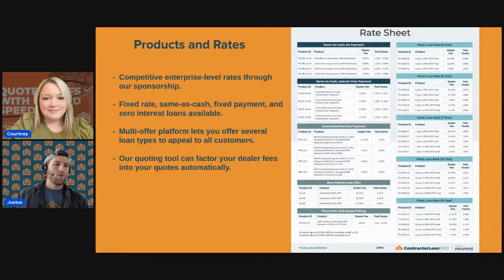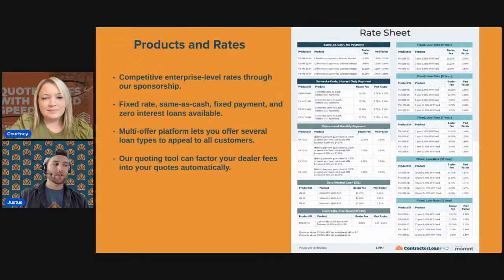Lastly, I do want to touch on our products and rates. As I mentioned, we have somewhere in the neighborhood of 30 different products, but they are broken into 4 different categories, so you don't have to memorize all 30 of them. Most importantly, our 4 categories are fixed rate loans. Those are your standard fixed APR, fixed term.